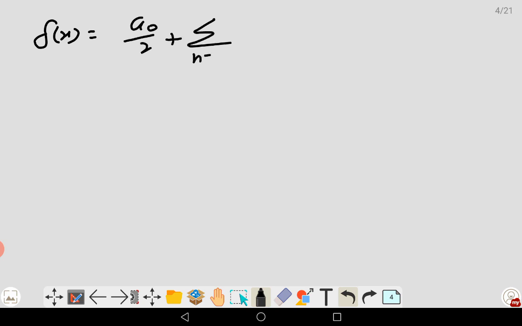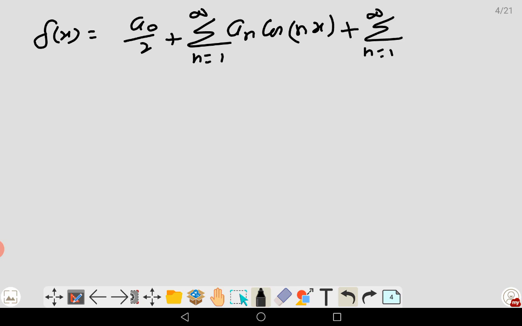a0 over 2 plus summation n from 1 to infinity an cosine nx, because n pi x over pi will be cancelled, plus summation n from 1 to infinity bn sin nx. The pi gets cancelled because p is also pi. Okay, now what is a0? a0 is 1 over 2, plus an is 0, so everything is 0.